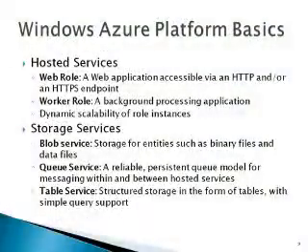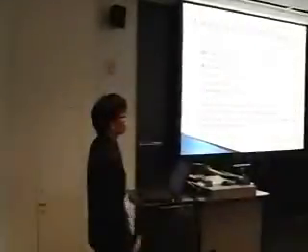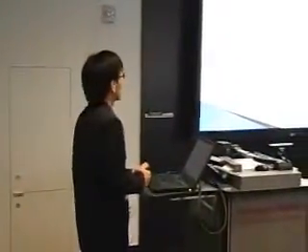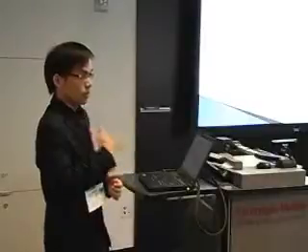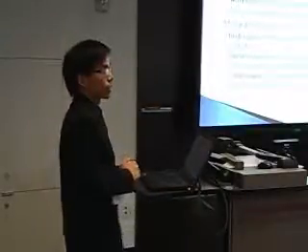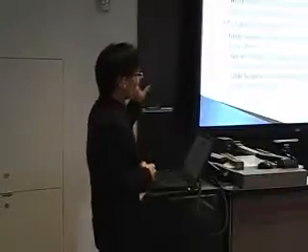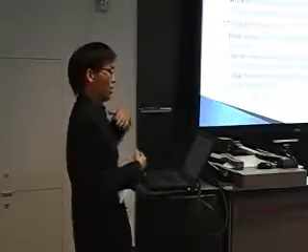So before I introduce our pipeline architecture, I want to first introduce some basic features of the Windows Azure platform. The computation abstraction provided by Windows Azure is called hosted services. It consists of two different types of roles. The web role is a web application which is accessible via HTTP, and the worker role is a background processing application. Developers can specify a different number of both types of roles at deployment.